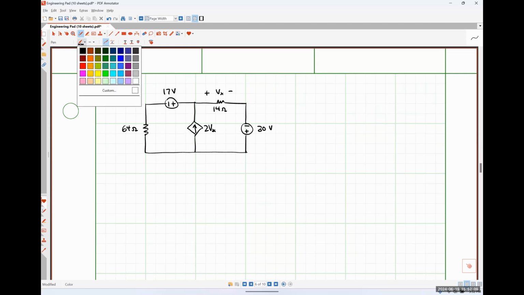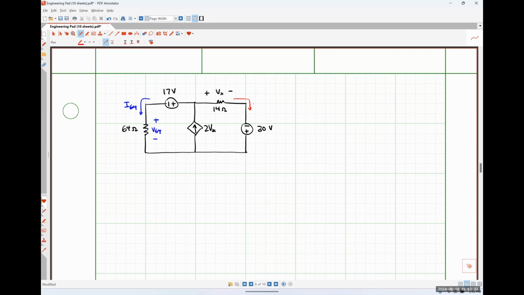Okay, so let's call, just for the sake of argument, this voltage V64. This current is going to be I64. Let's make this current I14.